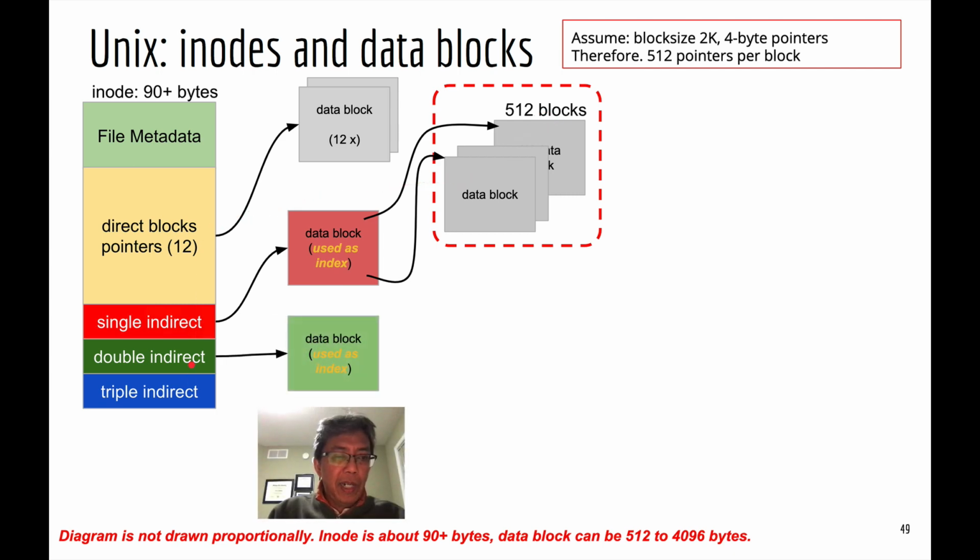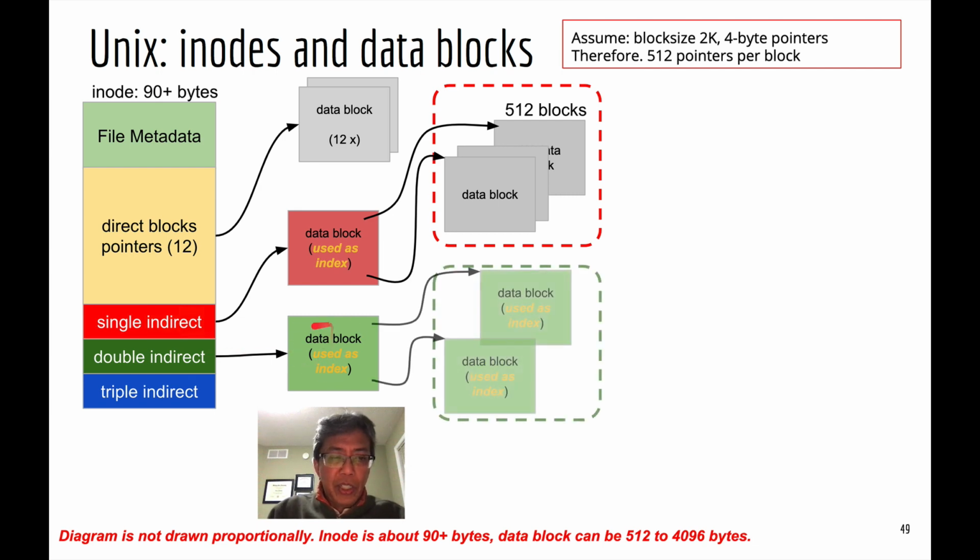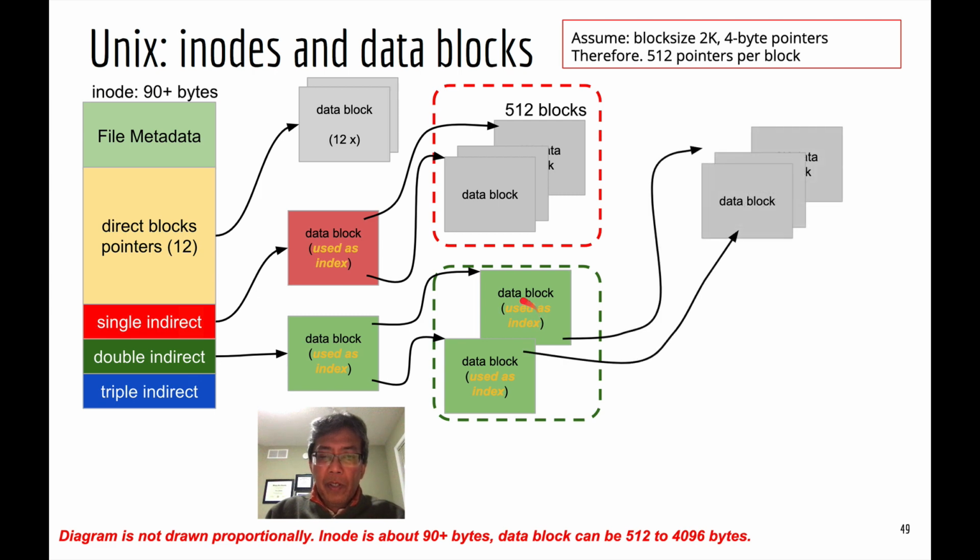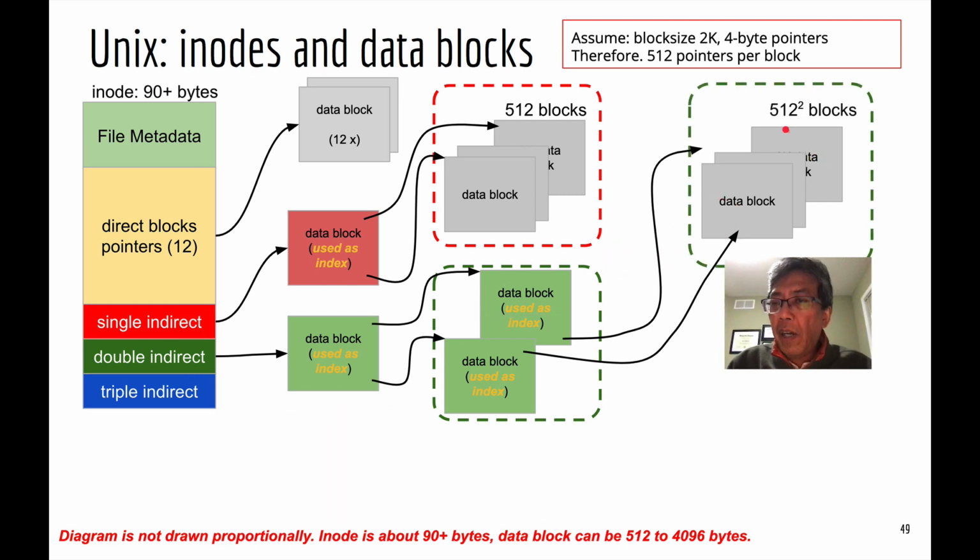If you use the double indirect pointer, that pointer will point to one indirect block, but each of the pointers inside that indirect block will point to another indirect block. So altogether, we have 512 indirect blocks from here. But remember, each of the indirect blocks here can hold 512 pointers. That means altogether, if you combine all the pointers in the second layer index blocks, then you will be able to get as many as 512 squared blocks.